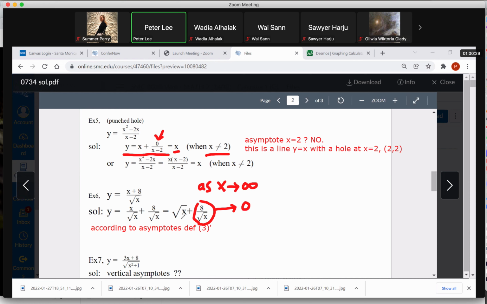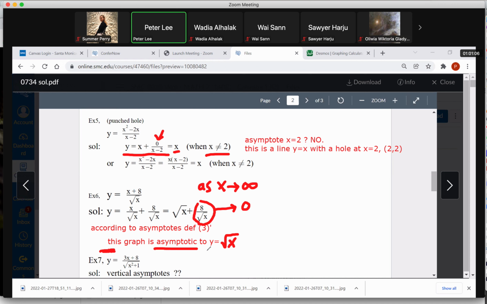So now in this case, what happens here? This function, this graph, is asymptotic to y equals square root of x. Let me erase this x right there. So this is where we now use the term asymptotic.